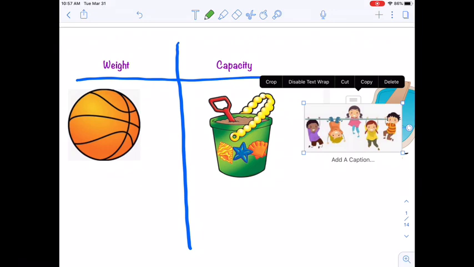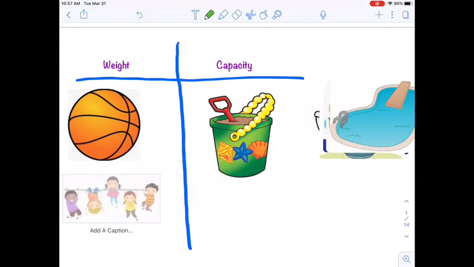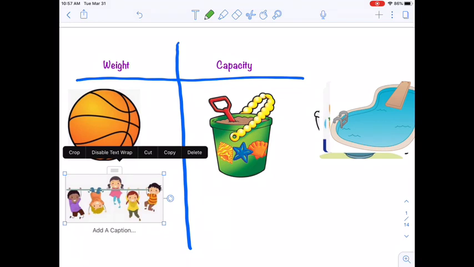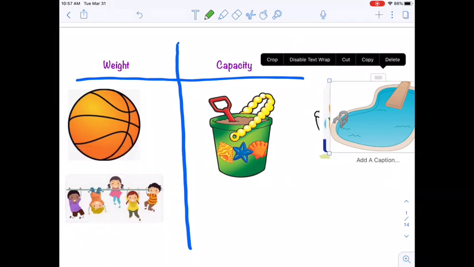Here's the next one I want to look at with you. Kids. If I'm talking about an appropriate measurement for kids, am I talking about how much they weigh or how much I can fill them up with? Well, that would be silly. I would be talking about how much do they weigh? How heavy are they, or how light are they? So they would go under weight.